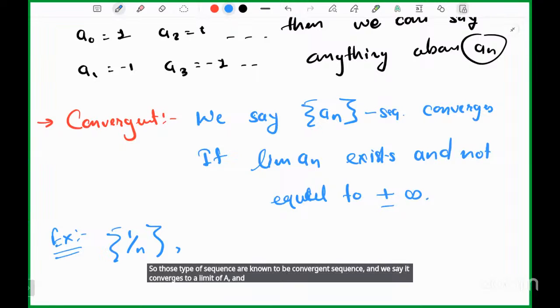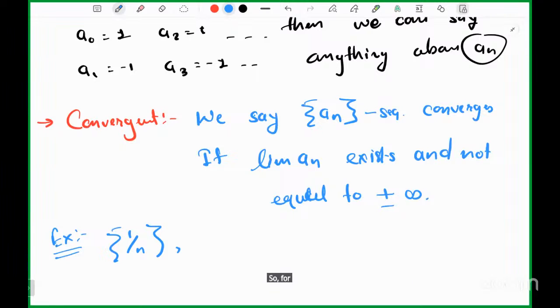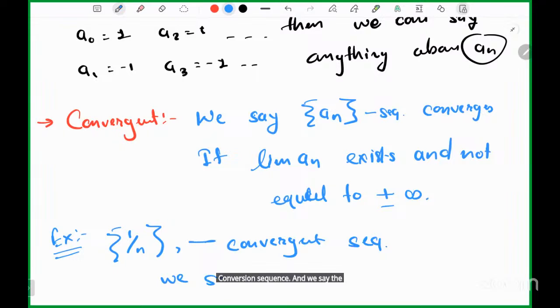So whatever limit we say that. For example, the sequence 1 by n is a convergent sequence. And we say the sequence 1 by n converges to 0, which is the limit of the sequence. That is the meaning of a convergent sequence.